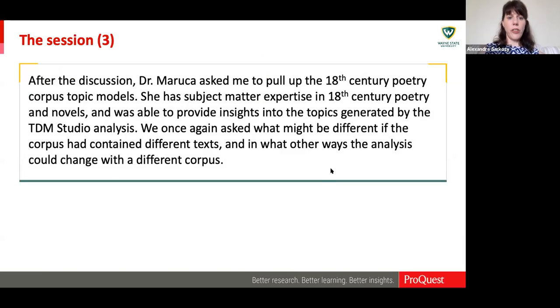So after the discussion, this is where things kind of went off track in a very serendipitous and wonderful way. Dr. Maruka asked me to pull up the 18th century poetry corpus because when I was getting the tool set up, she saw from the drop down that there was an 18th century poetry corpus created by ProQuest, and that is her area of expertise. And so we were able to do a topic model on that corpus. And Dr. Maruka, with her subject matter expertise, was able to provide some insights.